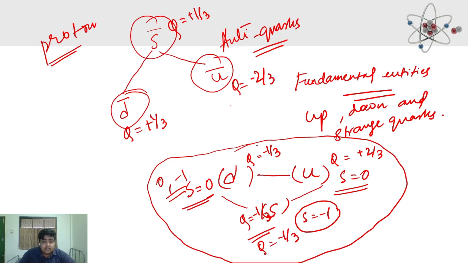And the strangeness will also reverse, but since the strangeness of the up quark was 0, the strangeness of the anti-quark of the up quark will also be 0. The same goes for the down quark, 0. And for the strange quark, the strangeness will be plus 1, since it was negative 1 for the strange quark. So this is the representation of the quarks and the antiquarks.